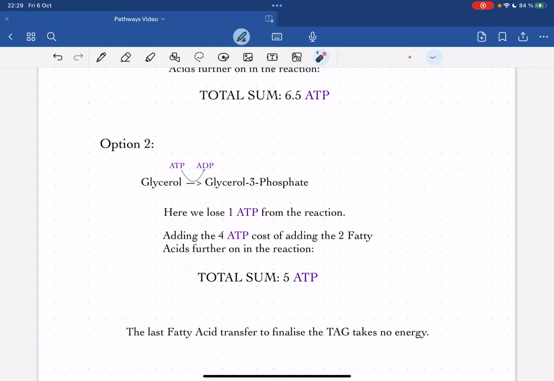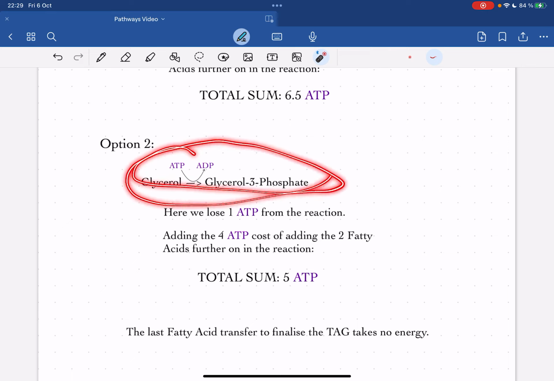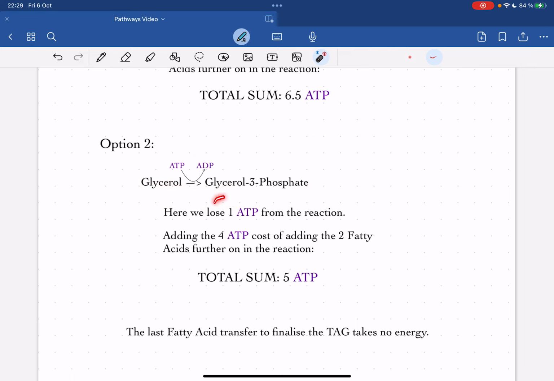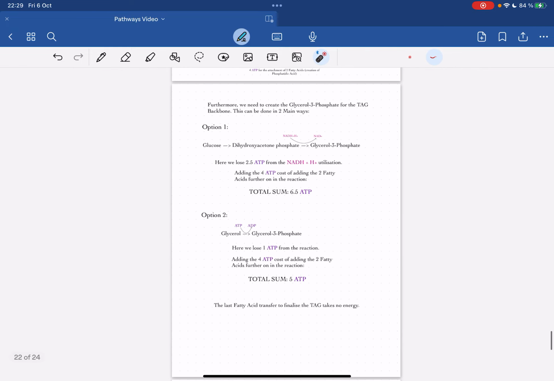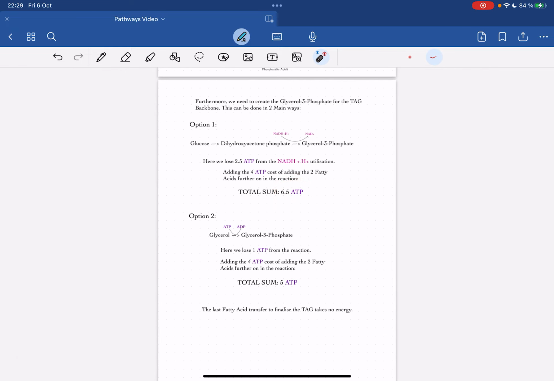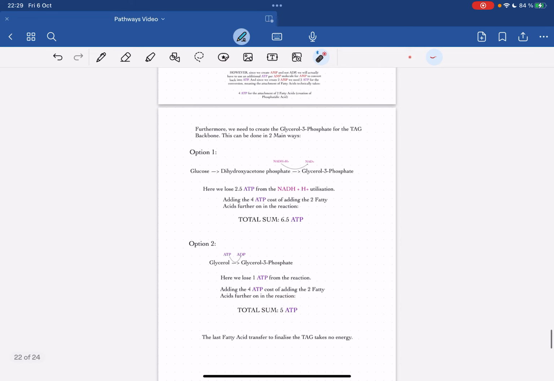I am not awake today. It would be just 1 ATP in order to make this glycerol 3-phosphate. So 4 plus 1 equals 5 ATP in total. So it's either 6.5 ATP or it's 5 ATP, depending on which option you take to make the glycerol 3-phosphate.